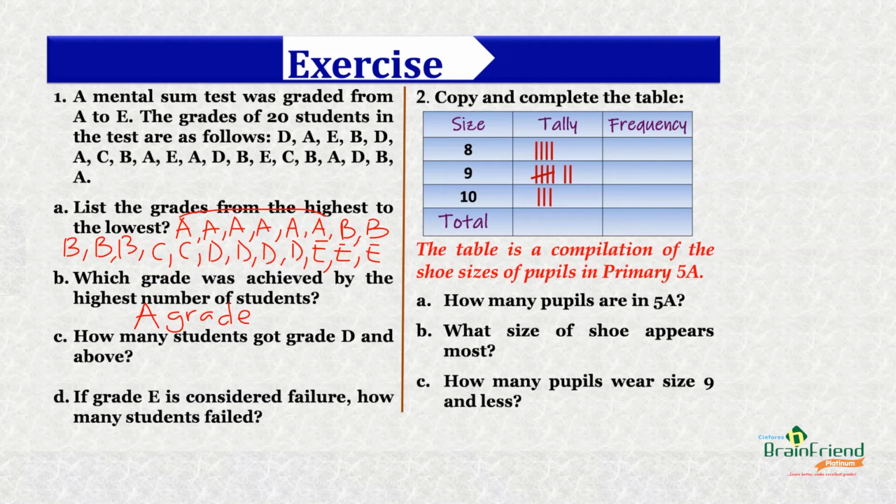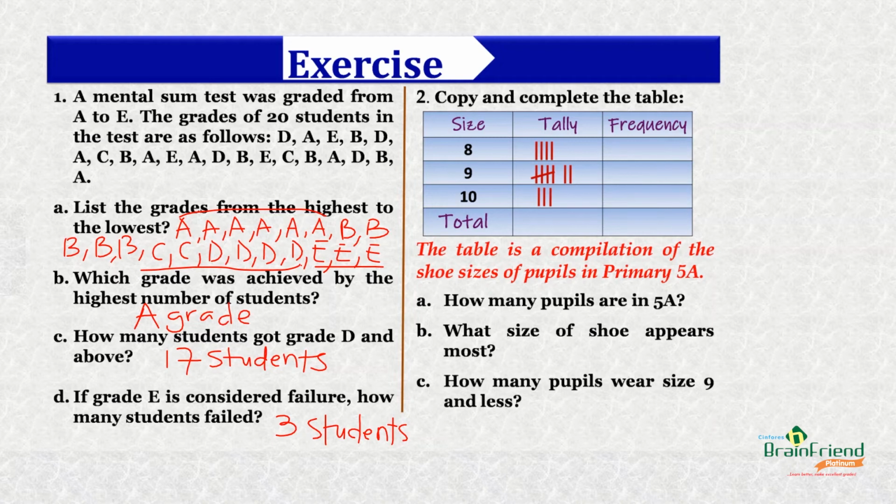Question C, how many students got grade D and above? When we count all the grades from D up to A, you discover that we would have 17 students. And question D says, if grade E is considered failure, how many students failed? You can see we have 3 grade E's, so 3 students failed.